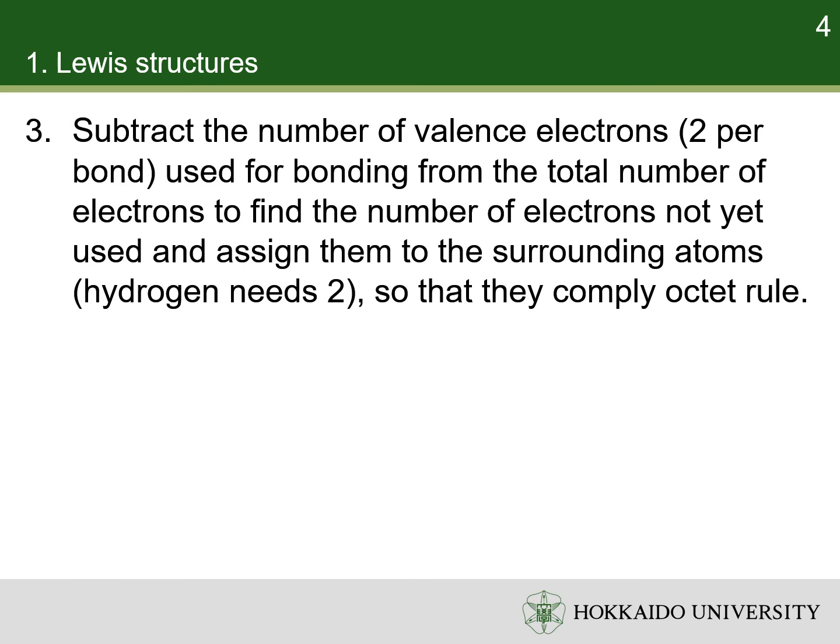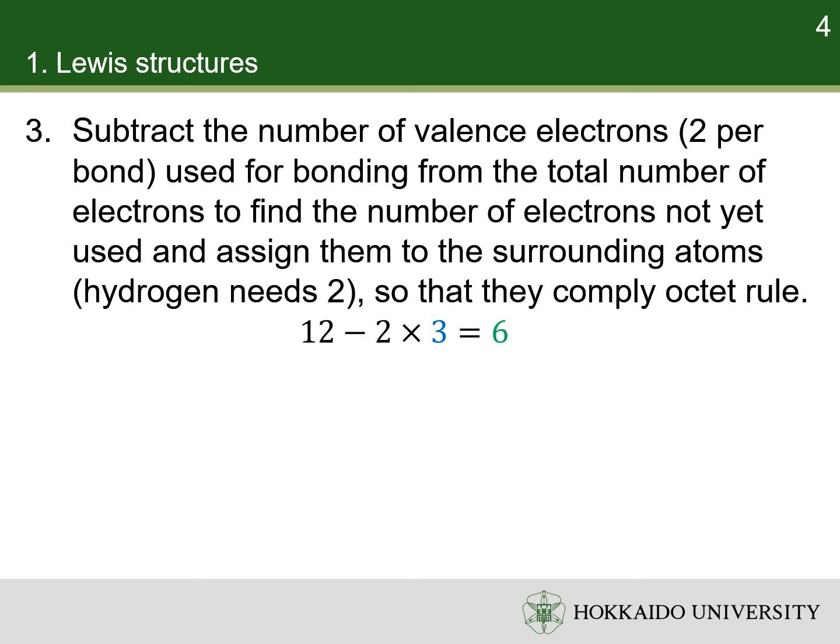Third, subtract the number of electrons used for bonding from the total number of valence electrons. When counting the number of electrons in the bonds, they are supposed to be single bonds by default. So, each bond has 2 electrons. The result is the number of valence electrons not yet used. Assign them to the surrounding atoms, so that they comply with the octet rule. Hydrogen needs only 2 electrons. Pay attention that the electrons in a bond account for the valence electrons of both atoms.